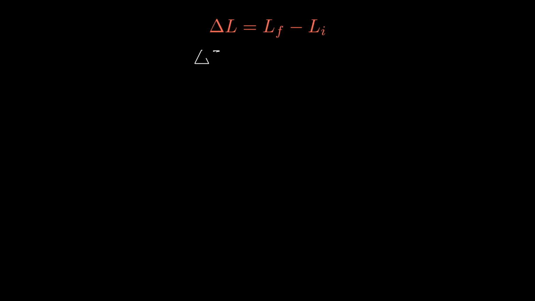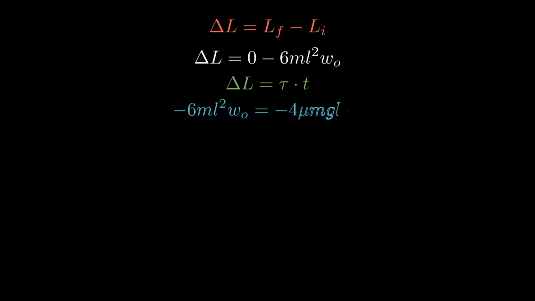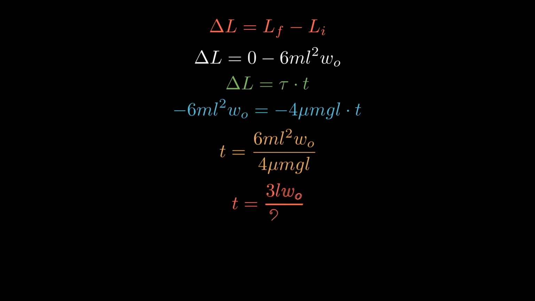So the change in angular momentum: we know that the initial angular momentum is 6mL squared omega naught, and the final angular momentum will be 0 because friction will cause the system to come to rest. This change in angular momentum is equivalent to the torque times the time. We know that the torque is minus 4 mu mgL, and that the change in angular momentum is minus 6mL squared omega naught. So we can divide both sides by minus 4 mu mgL, and doing so gives us that the time is 3L times omega naught divided by 2 mu g.